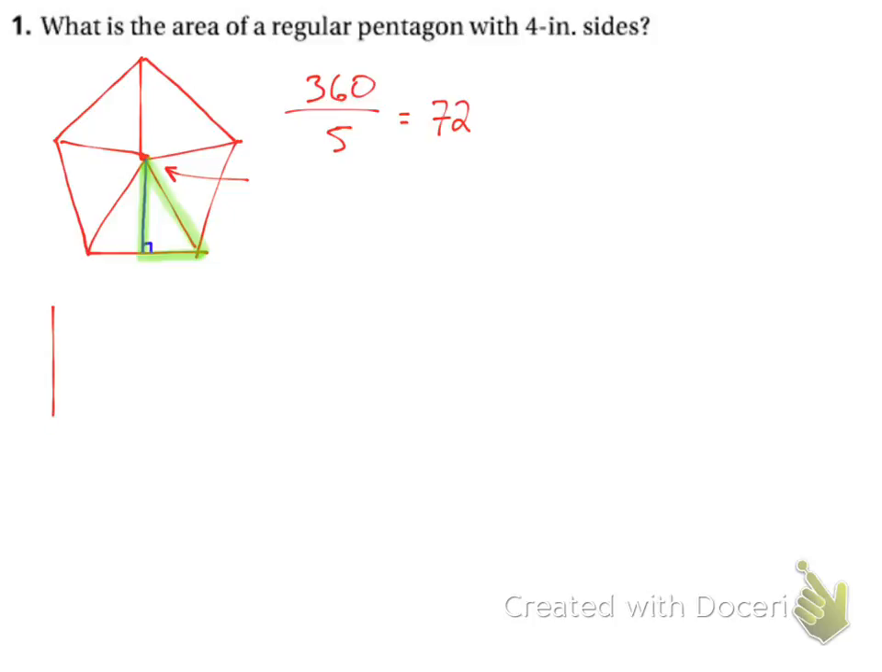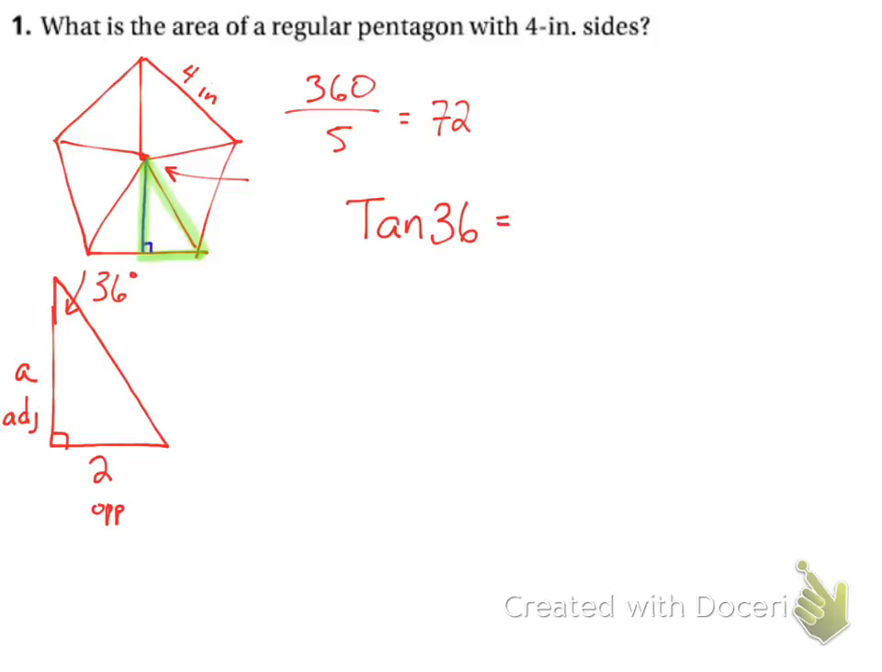So redraw that. Make it bigger. This is my apothem. Each side is 4 inches, so if the entire side is 4 inches, that apothem is going to cut it in half. So this bottom piece will be 2, and I know that this top right here will be 36 degrees. And so again, 2 is my opposite. My apothem is my adjacent, so I'm going to use tangent again. Tangent of 36 is equal to 2 over A.